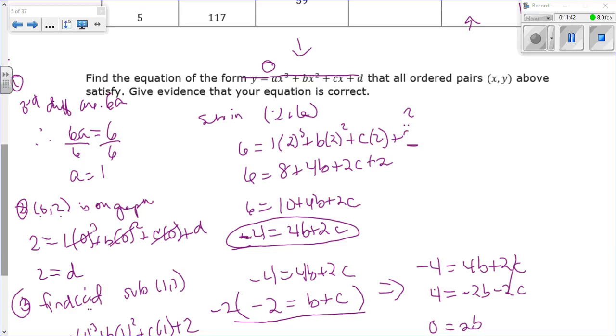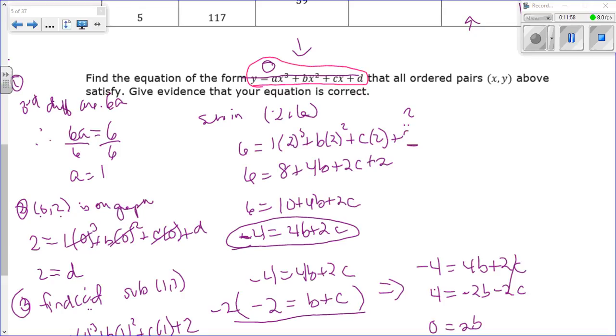So find the equation in the form right here, ax cubed plus bx squared plus cx plus d, that all ordered pairs x, y above satisfy. Give evidence that your equation is correct.